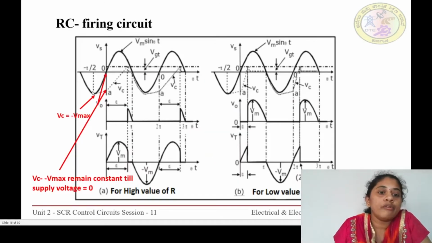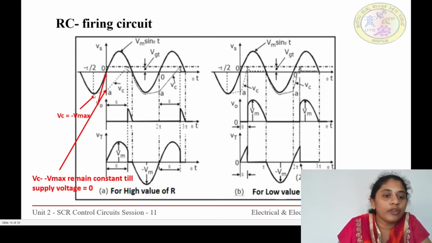Now let us see the waveform of the RC firing circuit. Here the solid line indicates the waveform of the supply voltage, and the dotted line indicates the waveform of voltage across the capacitor. In the negative half cycle of the supply, the capacitor charges till minus V max. Once the supply voltage keeps on reducing from minus V max to 0, the voltage across the capacitor remains at minus V max itself till the supply voltage reaches 0.